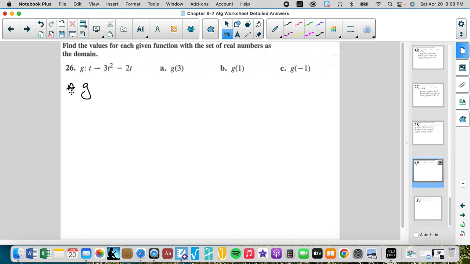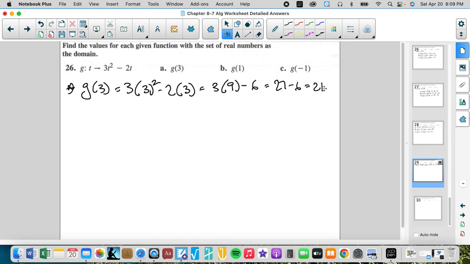G of 3 equals 3 times 3 squared minus 2 times 3. We got to do exponents first, so that's 3 times 9. We can simplify that, minus 6. We're going to do 27 minus 6, which is 21. A lot more steps on that one, that's for sure. So 3 times 1 squared minus 2 times 1, which is 3 times 1 minus 2, which is 3 minus 2, which is 1.